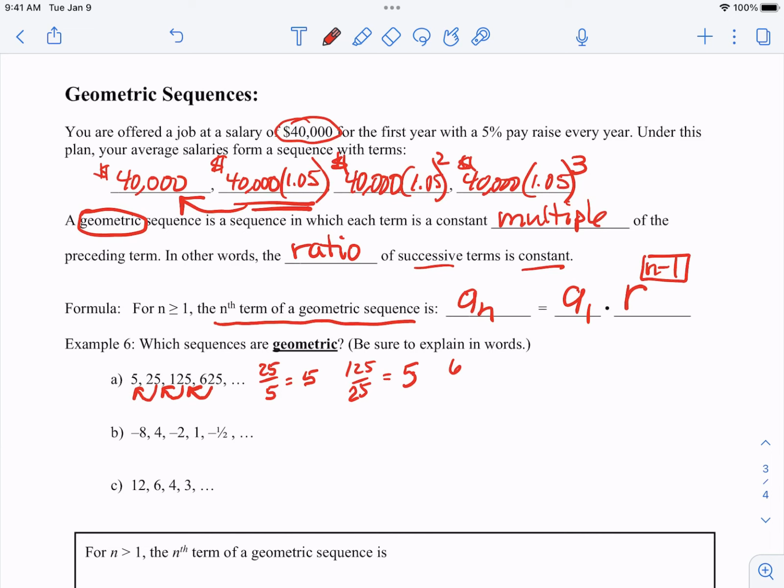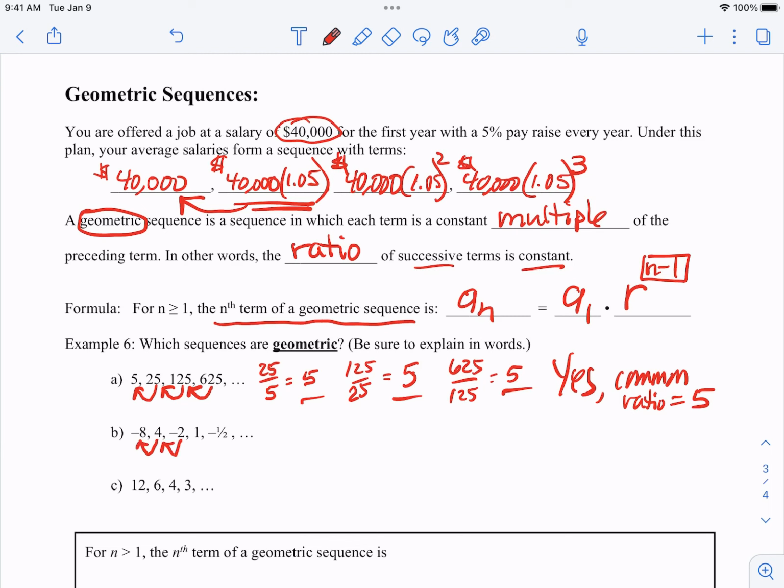So if we take the fourth term divided by the third term, if that's 5, then we have a winner, and we do. So if you divide right to left, right to left, right to left, and you get the same exact number every time, then that's a big yes, because there's a common ratio. The common ratio is 5 every single time. That makes it geometric.